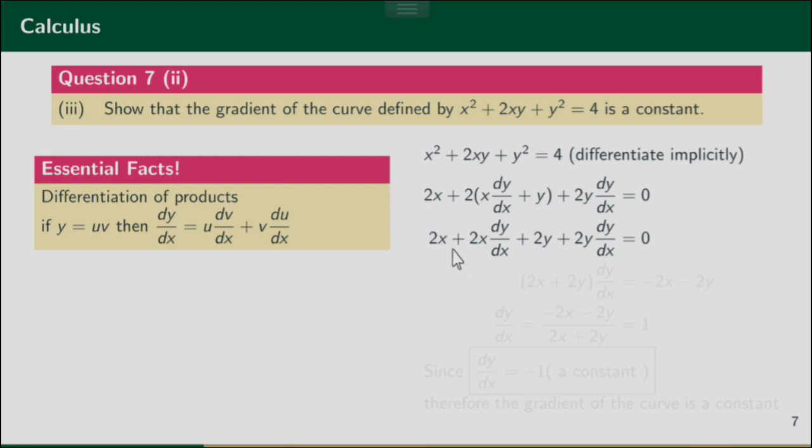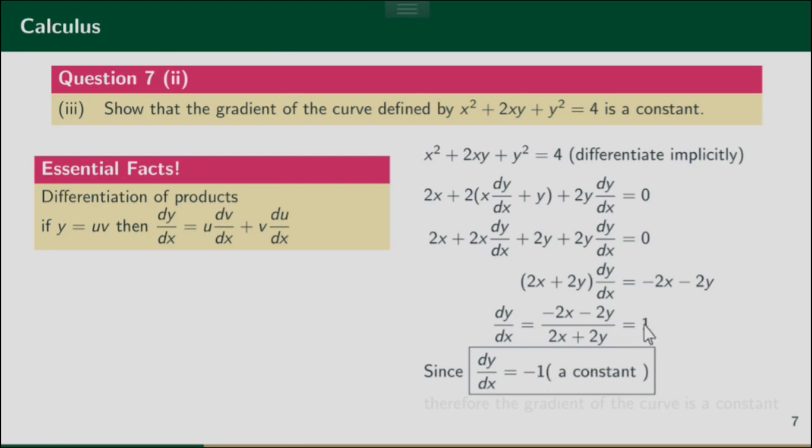to 0. I'll bring terms in dy by dx together. So their coefficient is 2x plus 2y multiplied by dy by dx. I take this term in x the other way and this term in y the other way. So I have negative 2x minus 2y. Then at this point, I can divide both sides by 2x plus 2y, and I have negative 2x minus 2y divided by 2x plus 2y. Factoring out negative 1, the terms will cancel out, and then the answer is negative 1. So there's a negative sign here. I have shown that dy by dx is equal to negative 1, which is a constant. Therefore, the gradient of the curve is a constant.